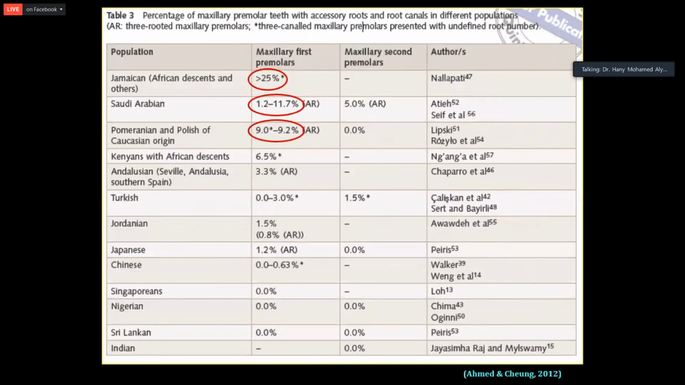So this also just shows that in different population groups, like Jamaica, for example, more than 25% have this three canal morphology. Some other populations, like Polish or Saudi Arabia, may have some percentage of this three canal morphology. So this means that different population groups may also have different percentages of this three canal morphology.